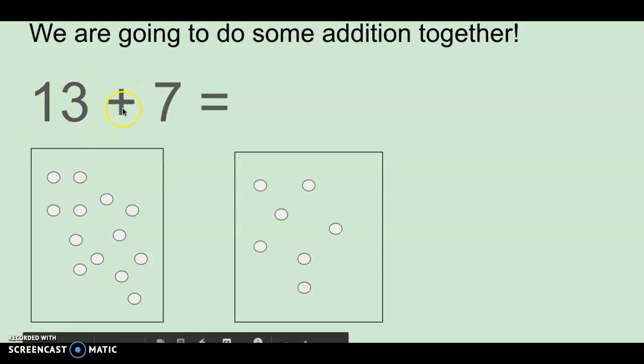Now we're going to add 7 more dots. So this box will show 7. Let's count the dots. 1, 2, 3, 4, 5, 6, 7.